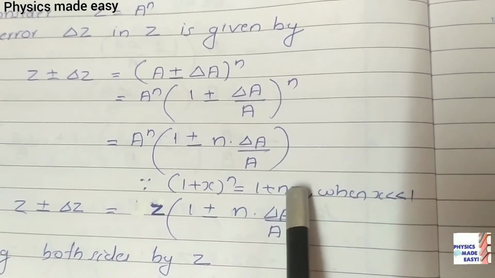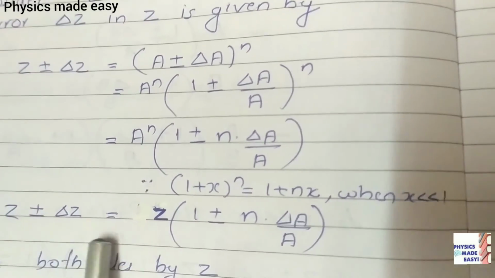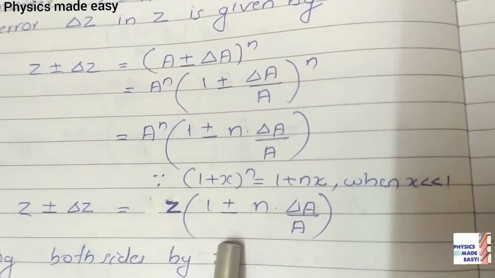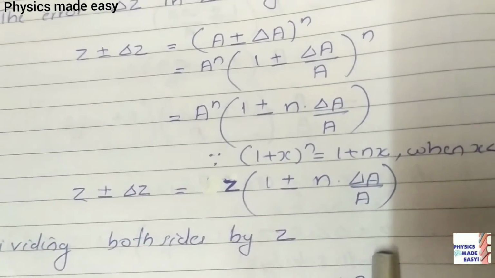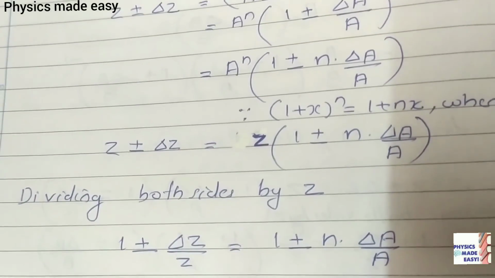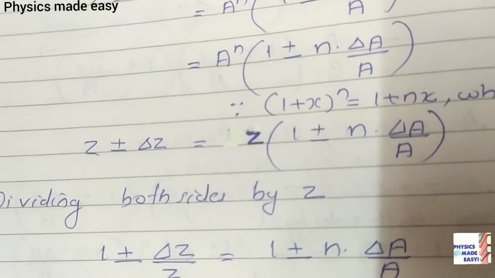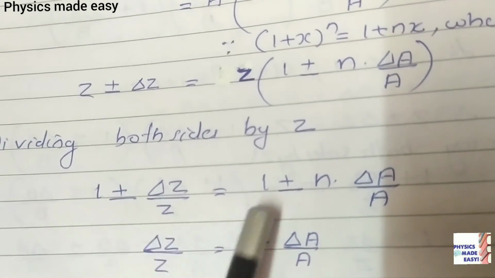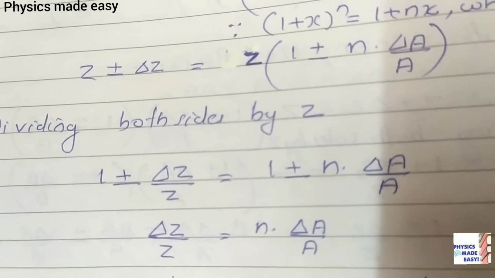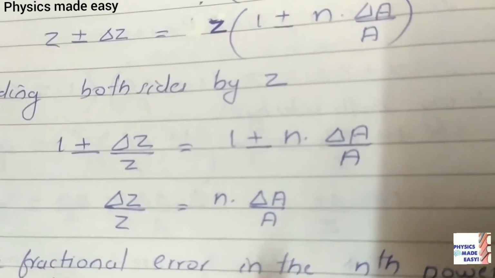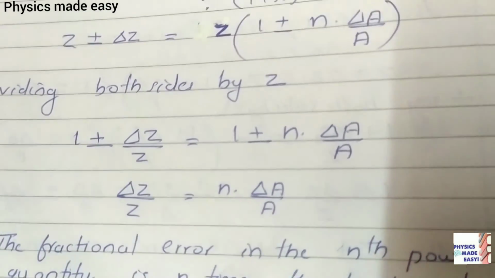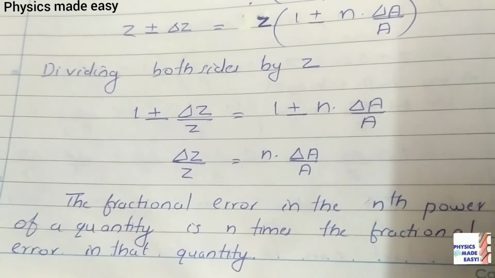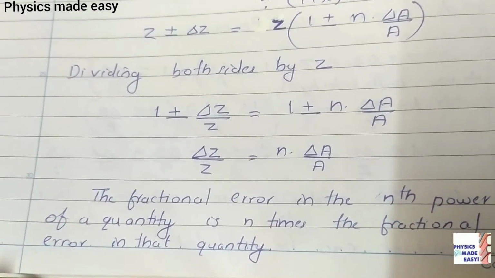Here n only is given. So Z plus or minus delta Z is equal to A raised to n, that is Z, so Z into 1 plus or minus n into delta A by A. Then divide both sides by Z. You will get 1 plus or minus delta Z by Z is equal to 1 plus or minus n delta A by A. Both sides you can see 1, so we can write delta Z by Z is equal to n into delta A by A. Here also the fractional error. So we can write the fractional error in the nth power of a quantity is n times the fractional error in that quantity.